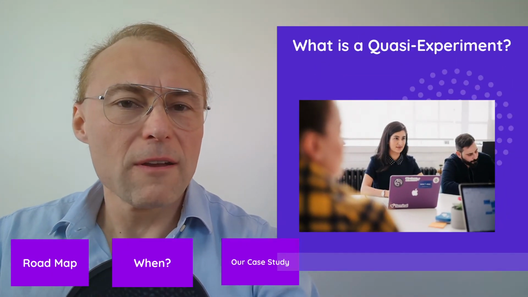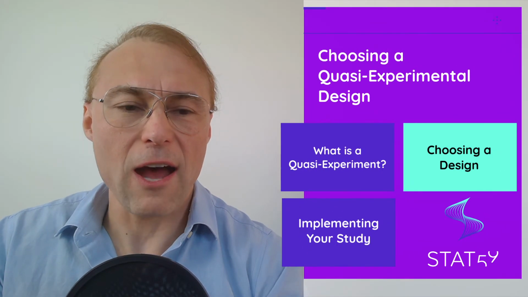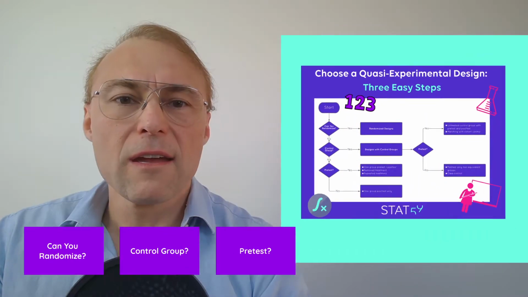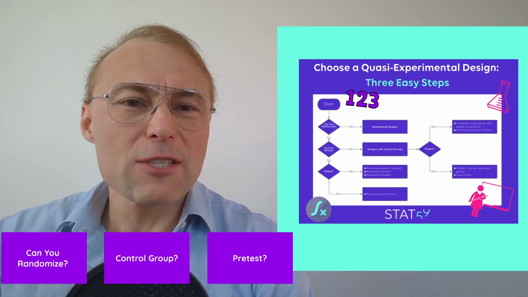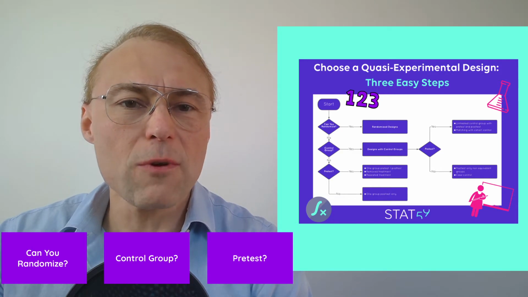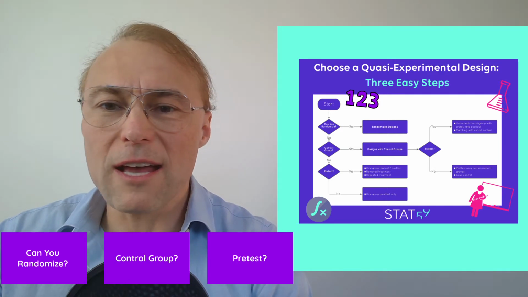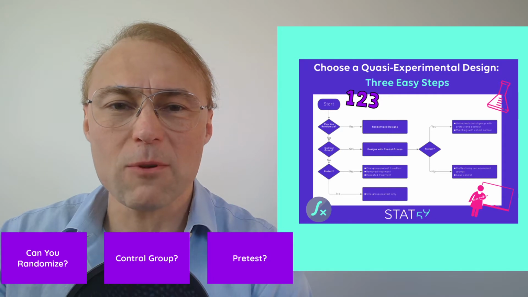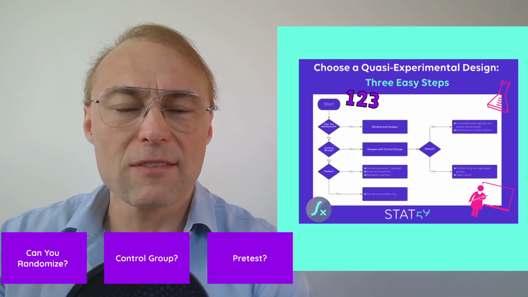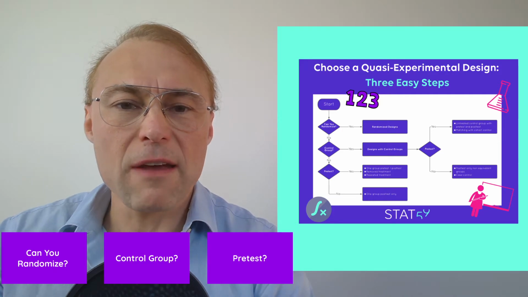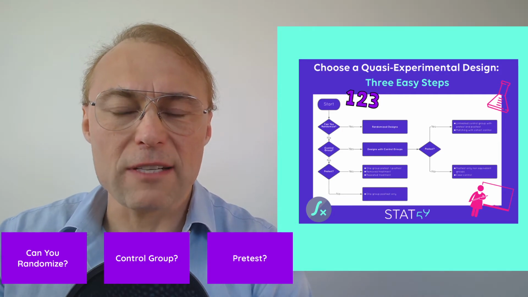So let's move on from what is a quasi-experiment to how to choose a design. And this is where a lot of people get mixed up. Again, we're going to talk about this three-step infographic. The infographic basically shows how to do the design of a quasi-experiment in three easy steps. And we're going to ask ourselves three simple questions. Can you randomize? Is it possible to randomize the participants to either receive the intervention or not receive the intervention? Can we have a control group? And can we have a pretest?